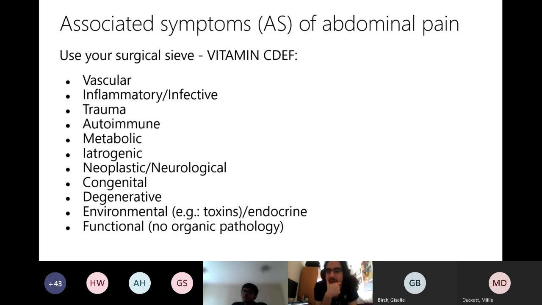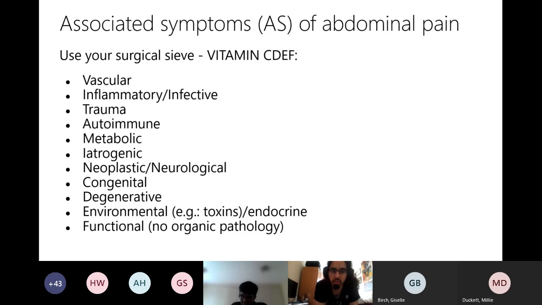Yeah, perfect. Travel history and infectious contacts is really, really important. A lot of infections will cause abdominal pain. Yeah, perfect. So travel. So those are the sort of things that come up in your social history.